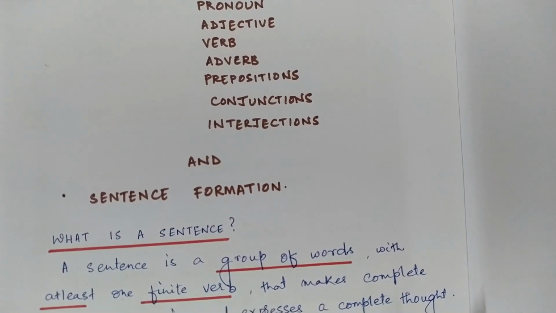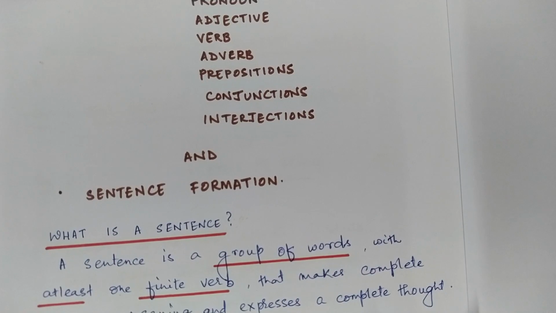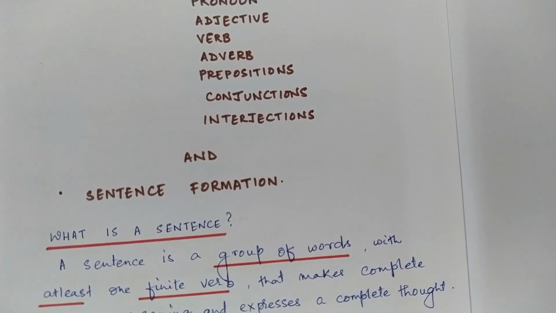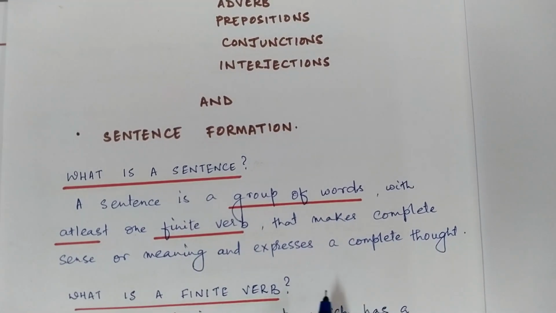Now, children, what is a sentence? A sentence is a group of words with at least one finite verb that makes complete sense or meaning and expresses a complete thought. So first we need to understand what a sentence is.